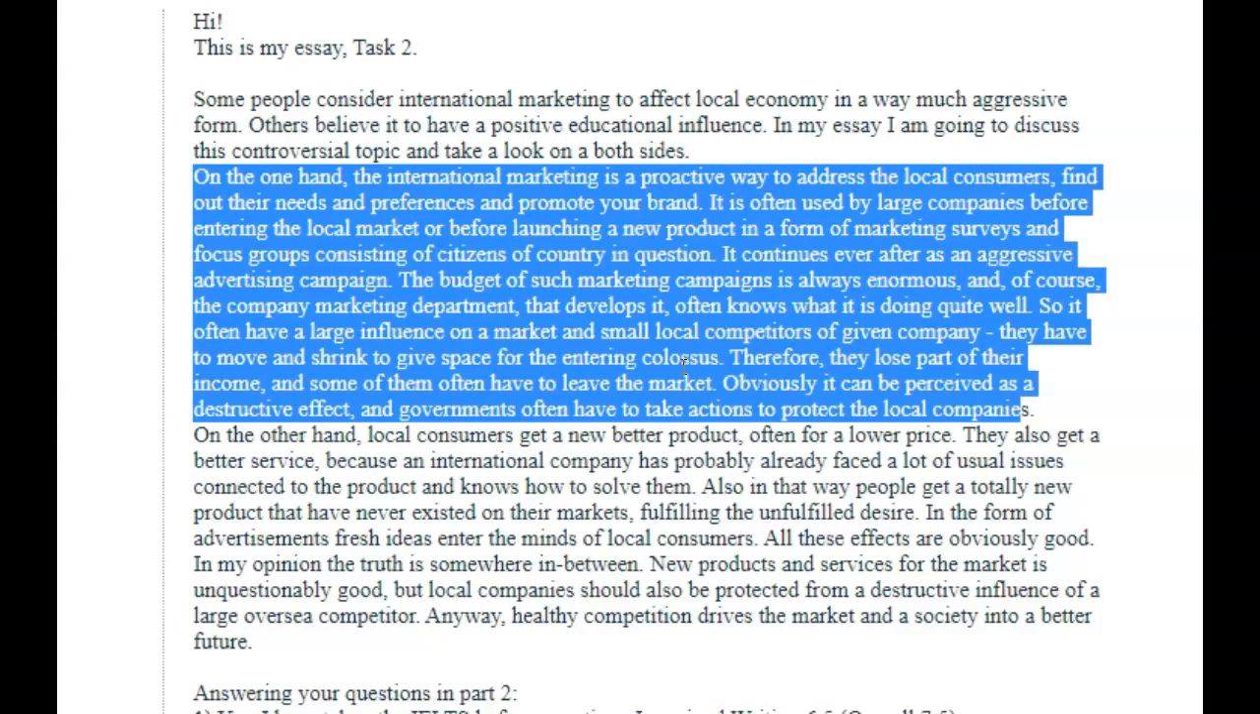Okay. Now I would like to talk a little bit about the grammar. Let's see. "Of the country in question, it continues afterwards as an aggressive marketing campaign." You didn't need those commas here. "Knows what it is doing quite well." That's fine. "It often has a large influence on a market and the small local competitors of the given company." Okay, and then I think the rest was fine.